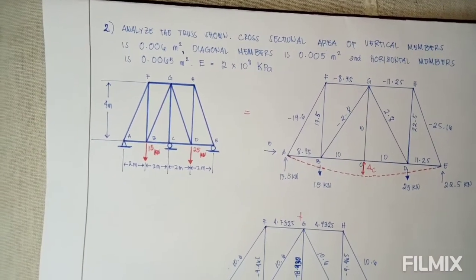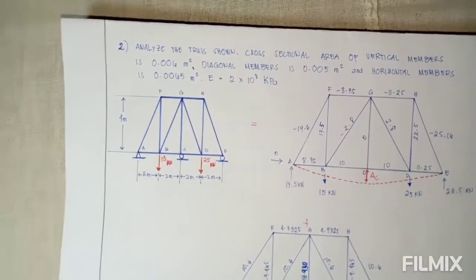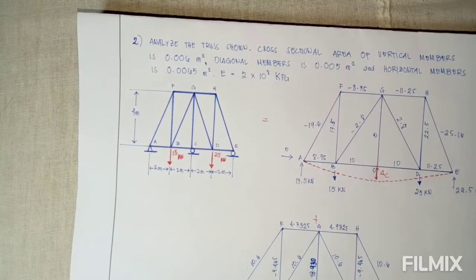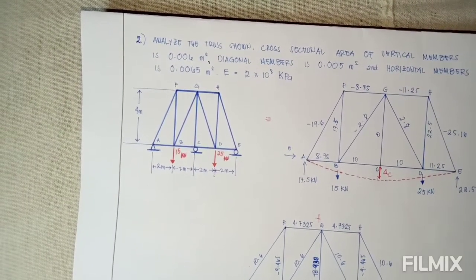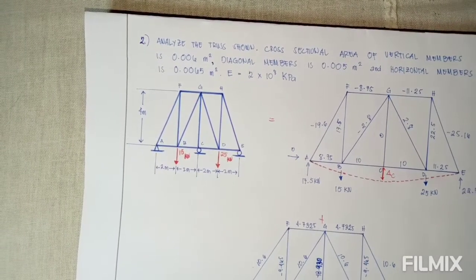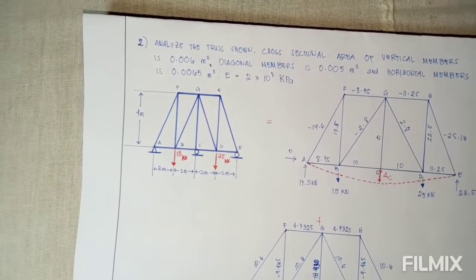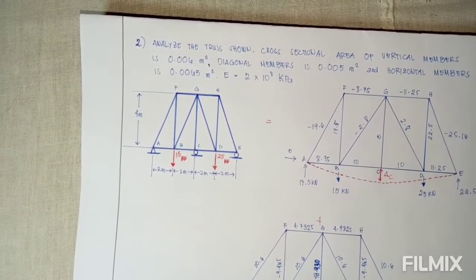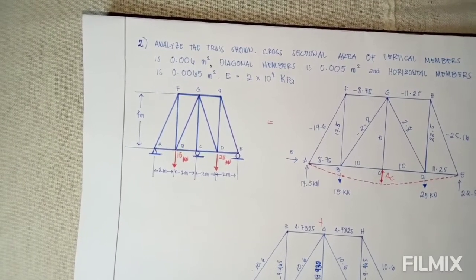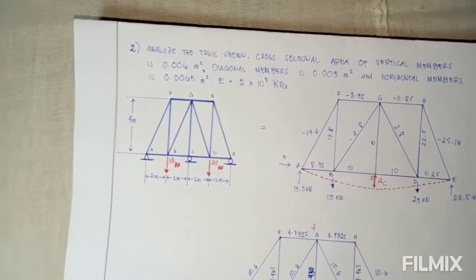Its vertical members have a cross-sectional area of 0.006 m squared, the diagonal members 0.005 m squared, and the horizontal members 0.0065 m squared. For the modulus of elasticity of this truss, we have 2 times 10 to the power of 8 kilopascal.